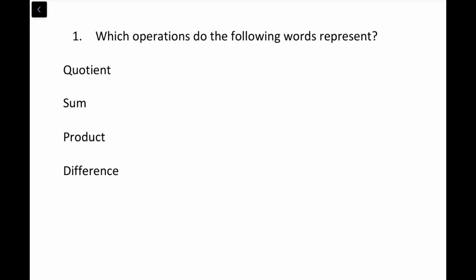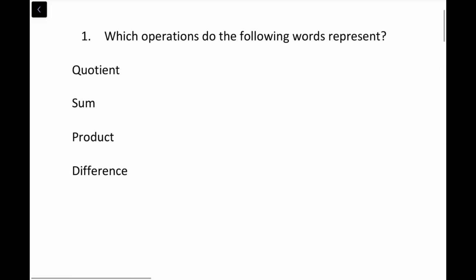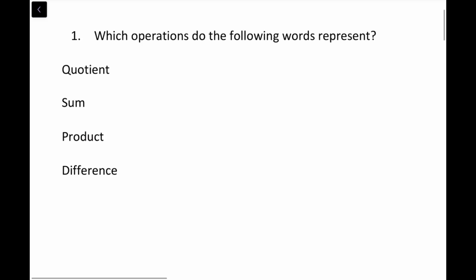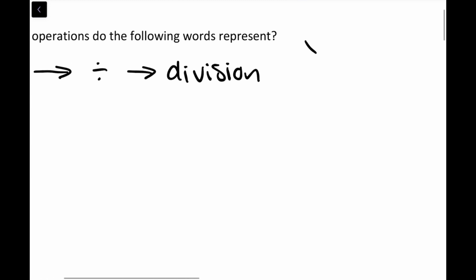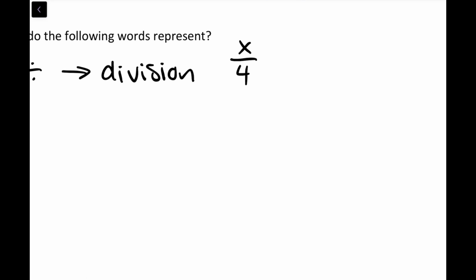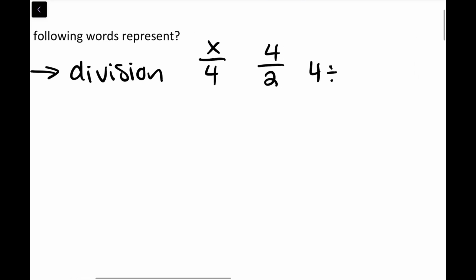So my first word here is quotient. I want to identify which operation quotient is. Quotient is division. So if I had the quotient of x and 4, that would be x divided by 4. Or the quotient of 4 and 2, 4 divided by 2. Also could be written this way.